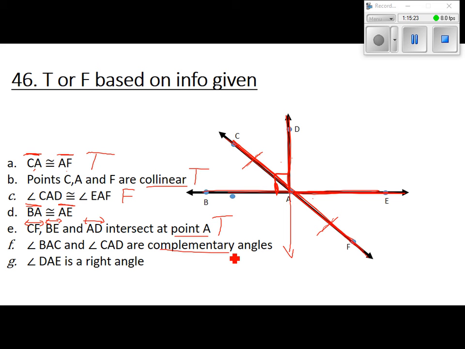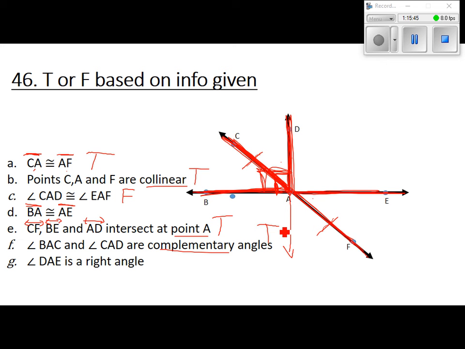Angle BAC and angle CAD are complementary. Complementary again means they add up to 90. So angle BAC, that's this angle right here, and angle CAD, which is this angle. Do those two angles add up to 90? Yeah, because they put that box right there for us. So that one is true also.